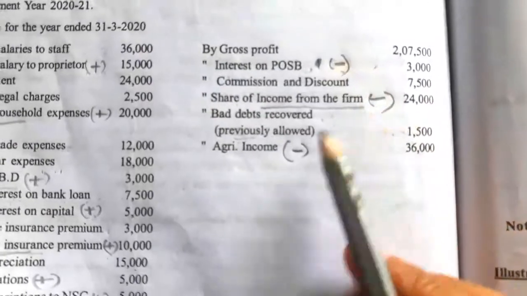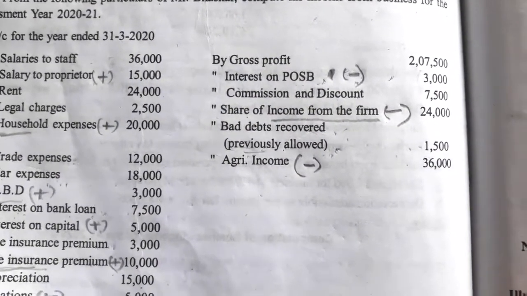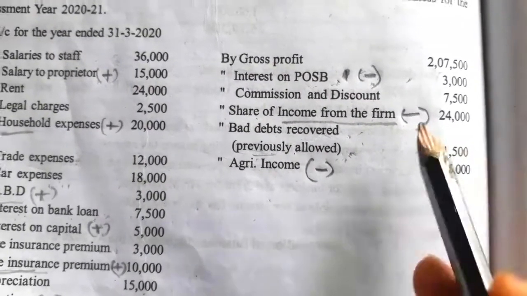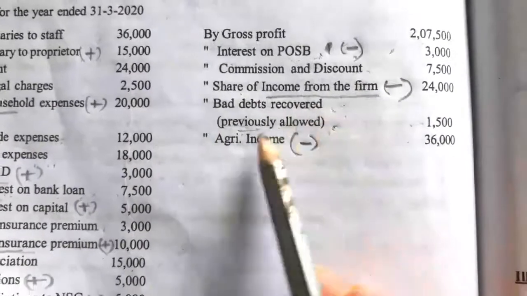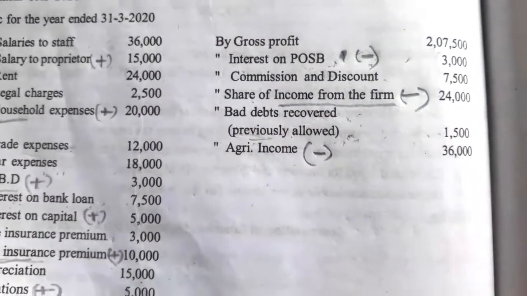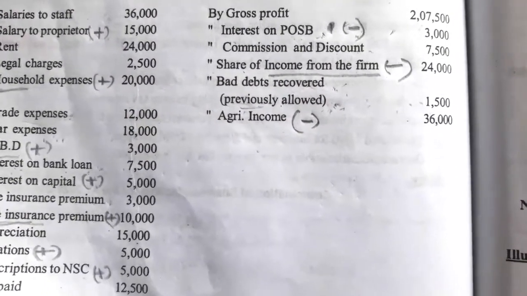So only three are the disallowed incomes, means income not relating to business, which should be deducted from the net profit. And the commission and discount, and bad debt recovered previously allowed, are treated as income to business, and should be taxed as business income and included in the net profit.